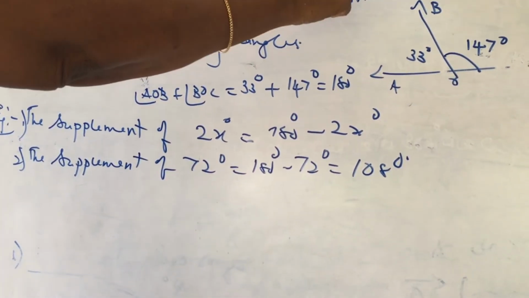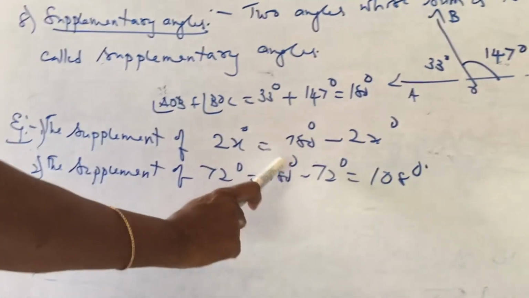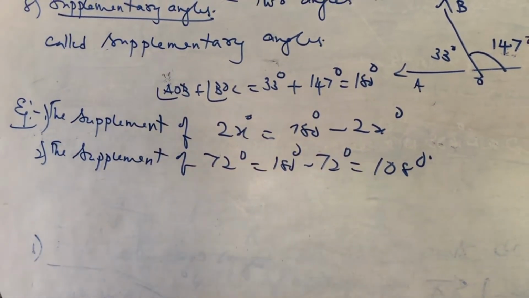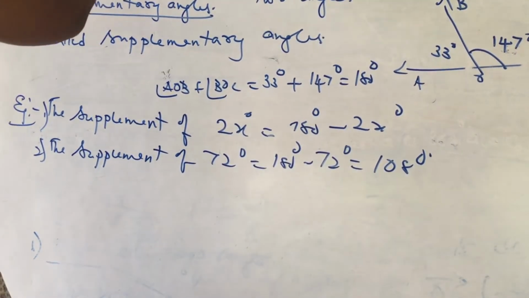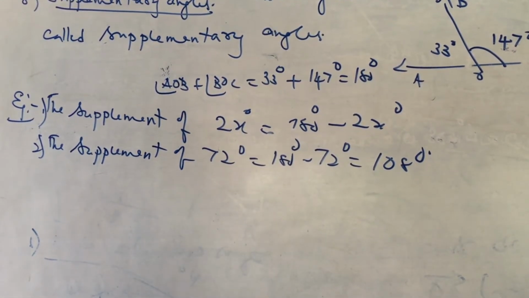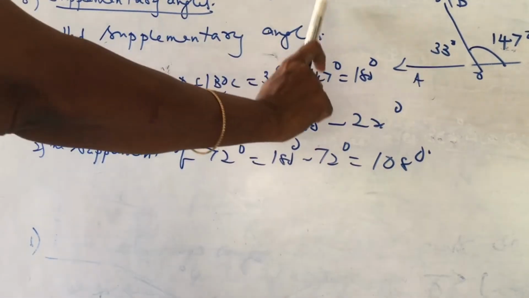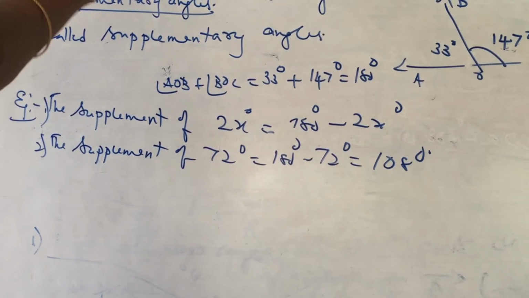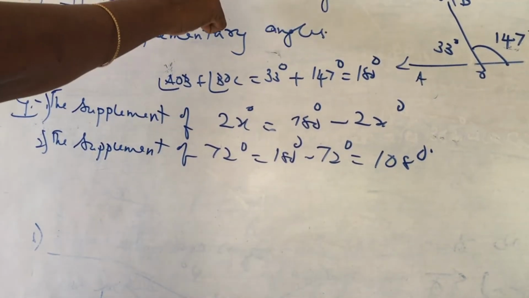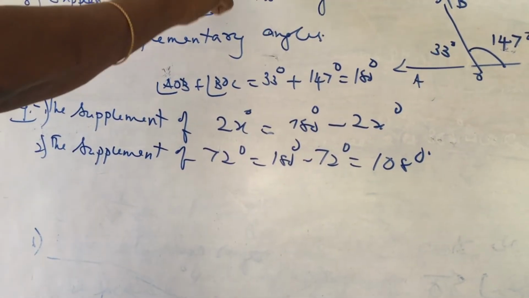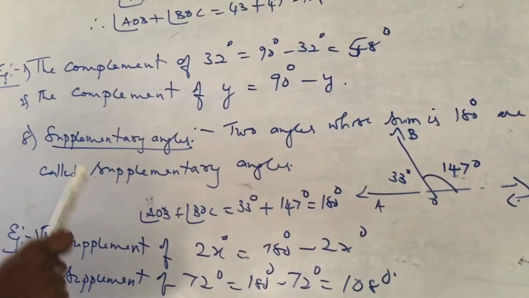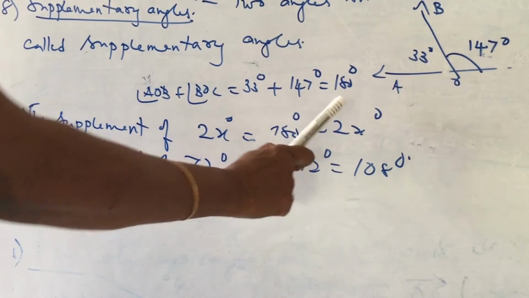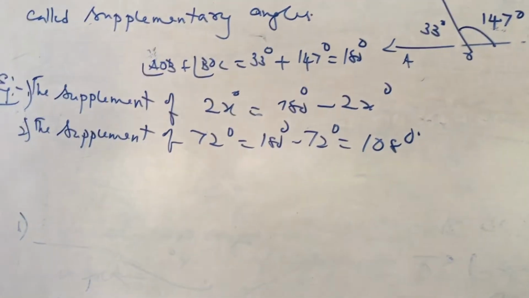To get the complement of an angle, children, subtract from 90. To get the supplement of an angle, subtract from 180. Two angles whose sum is 90 are called complementary angles, and two angles whose sum is 180 are called supplementary angles. If an angle is given and you want its complement, subtract the angle from 90 degrees. In the same way, to get the supplement of an angle, subtract from 180 degrees.